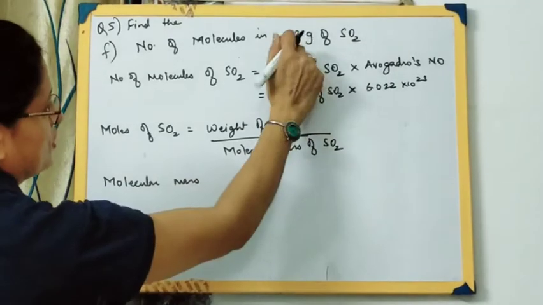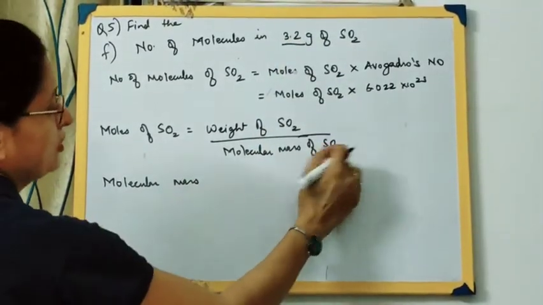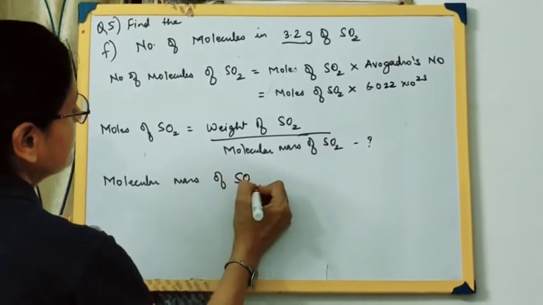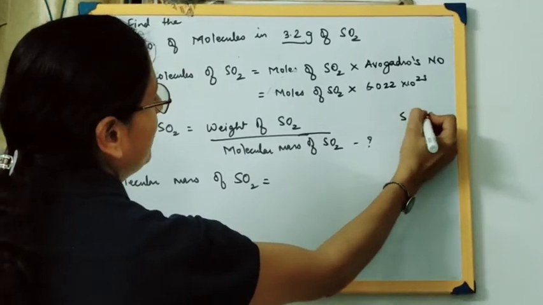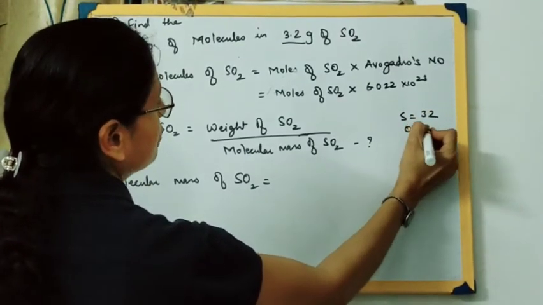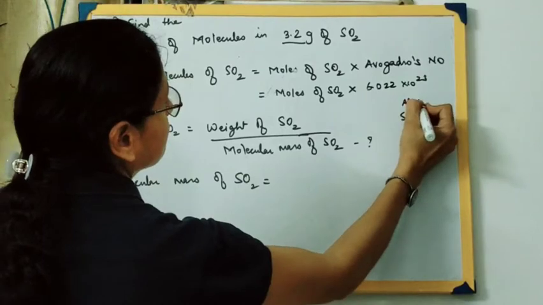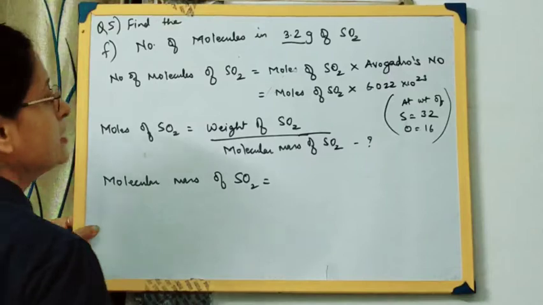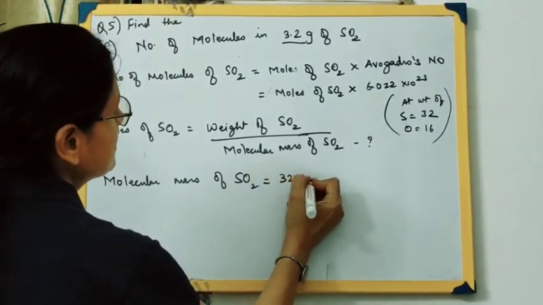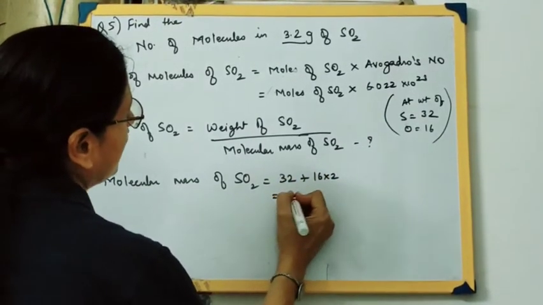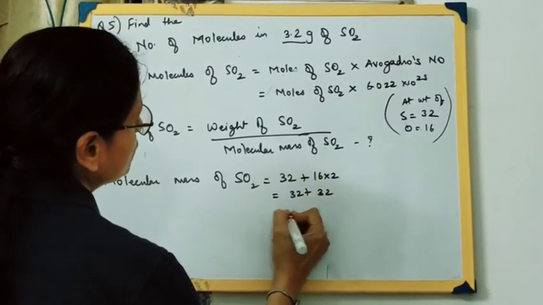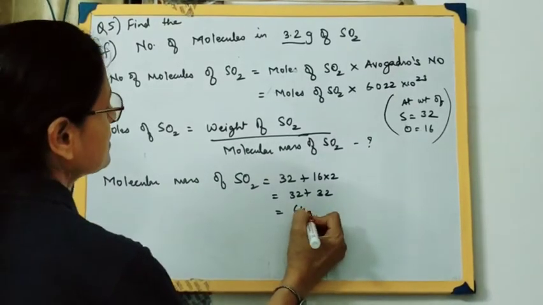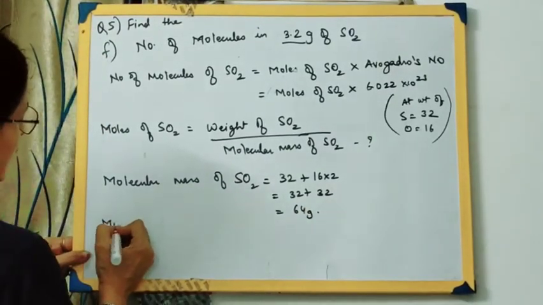We know this, which is given over here, 3.2 grams. We don't know this, so we'll be calculating it. The molecular mass of sulfur dioxide is equal to, now look here, sulfur's atomic weight is 32 and oxygen is 16. So this will be 32 plus 16 into 2, that is 32 plus 32, which is equal to 64 grams. We get the molecular mass, that is 64 grams. Next we calculate the moles of sulfur dioxide.